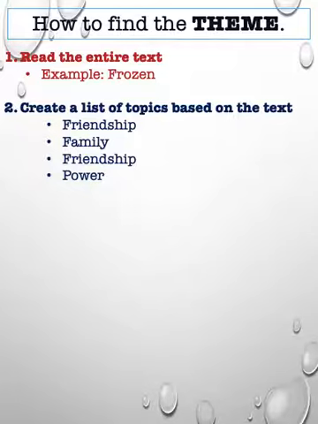The second step is to create a list of topics based on the text. In the movie Frozen, there were quite a few topics. There was friendship, family, and power. There was lots of dialogue and actions and feelings that went along between the different friends within the text. Olaf would help his friends. He was a good friend that helped them.